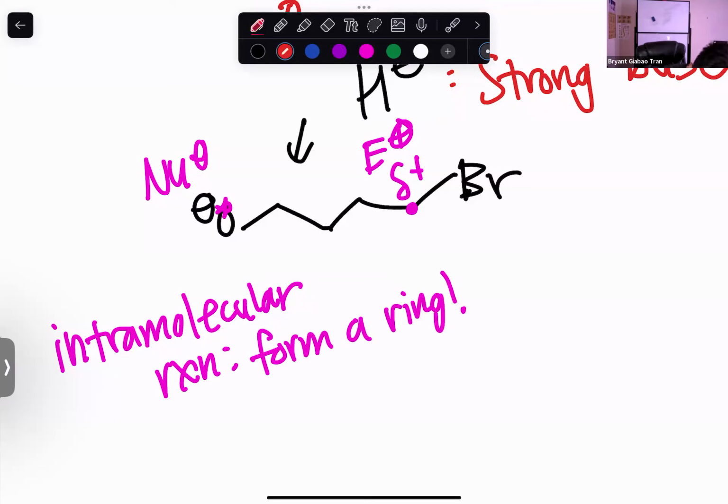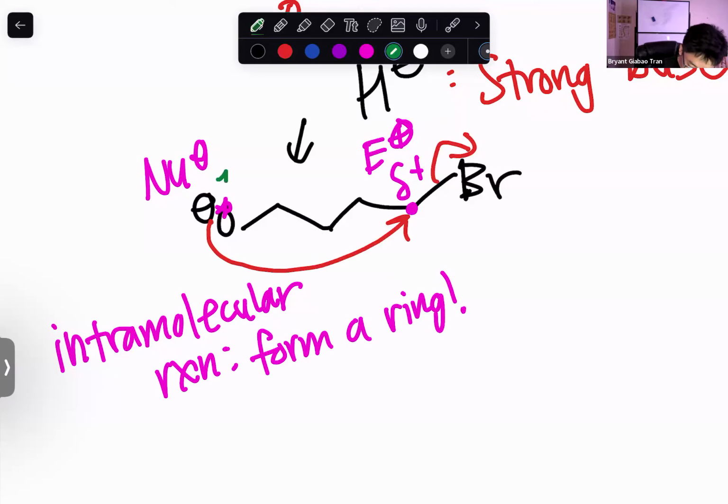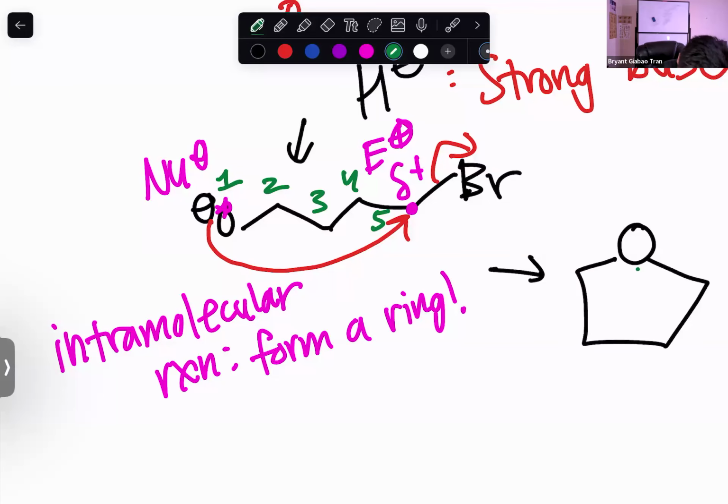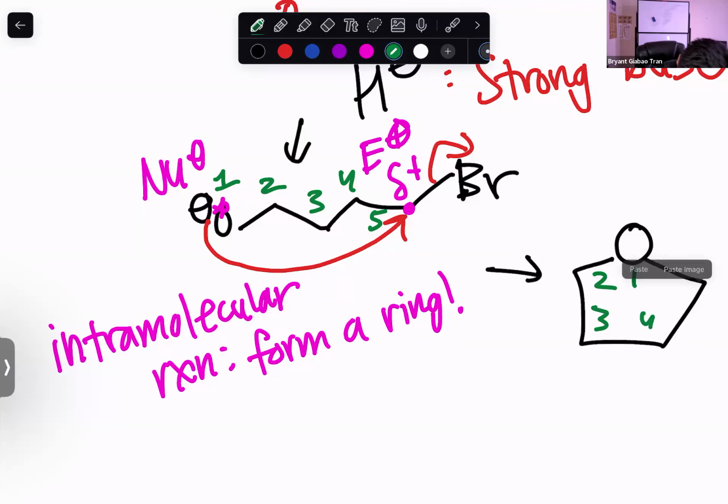So this O minus here is going to attack that carbon and kick out this leaving group. And for intramolecular reactions, I like to number them from the attacking atom, 1, and I go all the way to the atom being attacked: 1, 2, 3, 4, 5. So I know that we're going to make a 5-membered ring, and the 5-membered ring that we're going to form has oxygen as the first atom. So let's draw oxygen there and draw the 5-membered ring like that. And then this is 1, 2, 3, 4, 5.